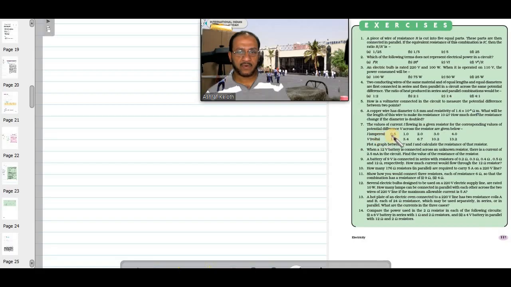Current is given as 0.5 ampere, 1 ampere, 2, 3 and 4. And the voltmeter reading is 1.6, 3.4, 6.7, 10.2 and 13.2. Plot a graph between V and I and calculate the resistance of the resistor.